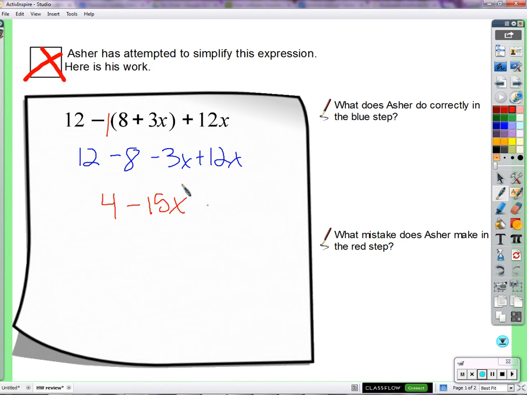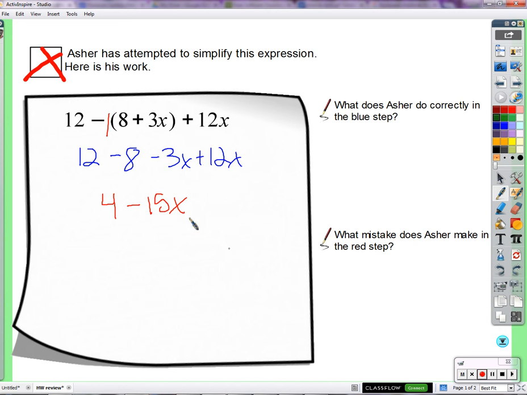Okay. So what Asher has done is, I guess the only way to get what Asher has is to put parentheses around there to say add the two and make it negative, right? He's just added the two terms together, and then kept the negative that was on the 3x, and that's where he's got the negative 15x. Of course, that's not correct. We're not going to add these together. That would not be the order of operations, right?